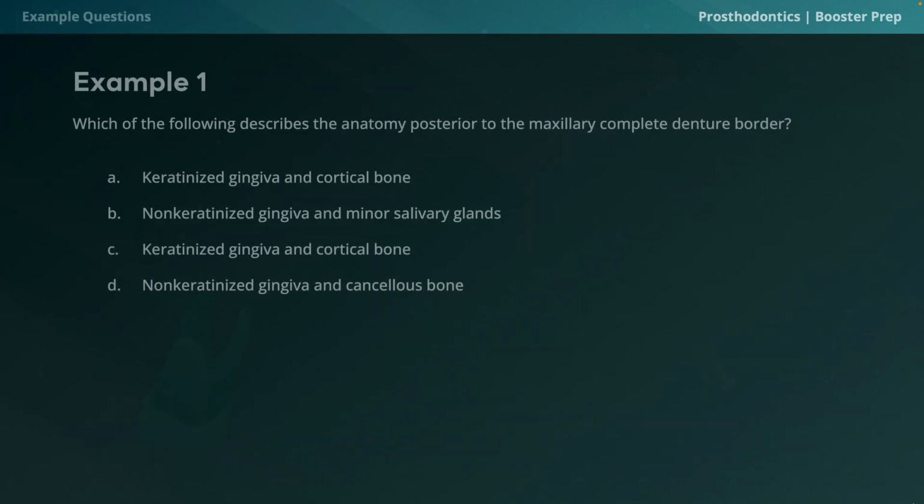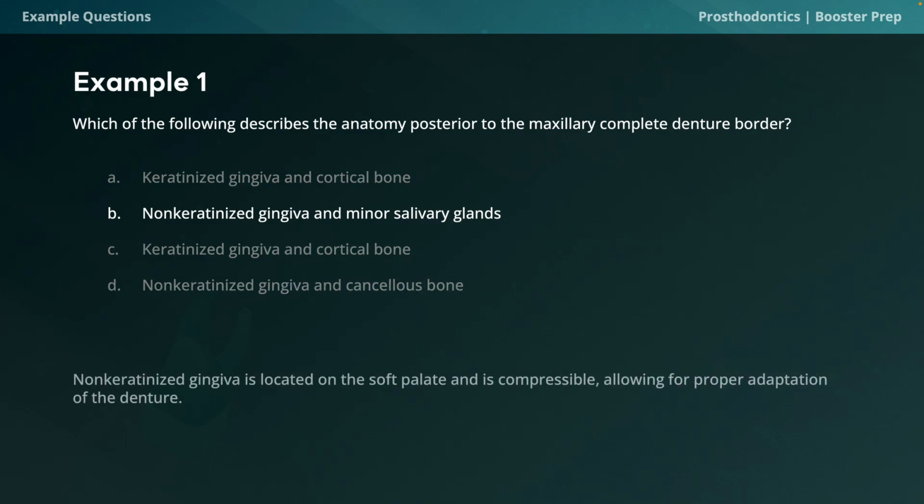Alright guys, time to take what we just learned and do some practice problems together. Which of the following describes the anatomy posterior to the maxillary complete denture border? Remember guys, this is referring to the soft palate. So take a minute or pause the video if you need, but the answer is B, non-keratinized gingiva and minor salivary glands. Keratinized gingiva is typically non-displaceable, and we know this area of the mouth does not contain cancellous bone, so that would be incorrect as well.